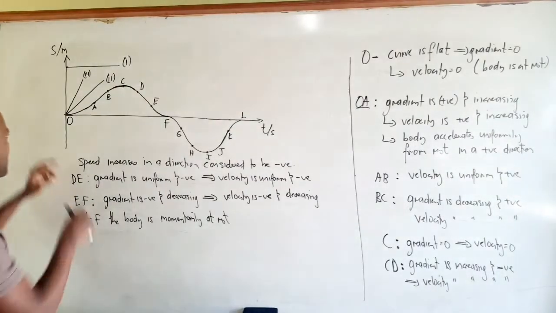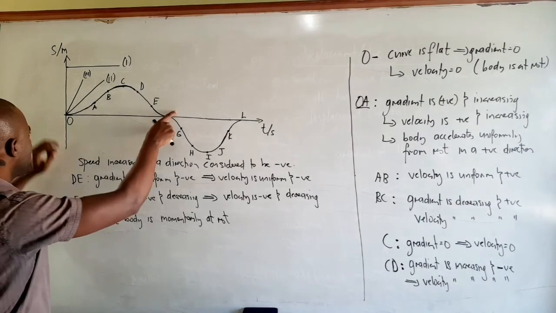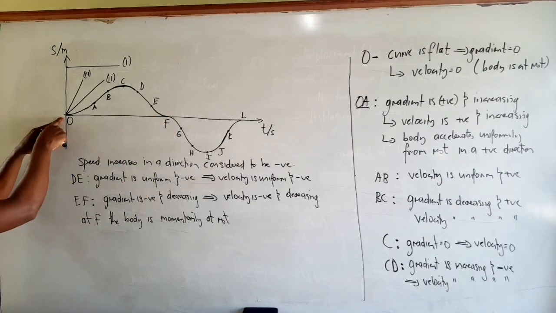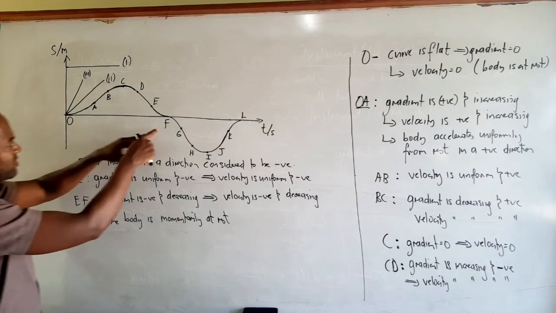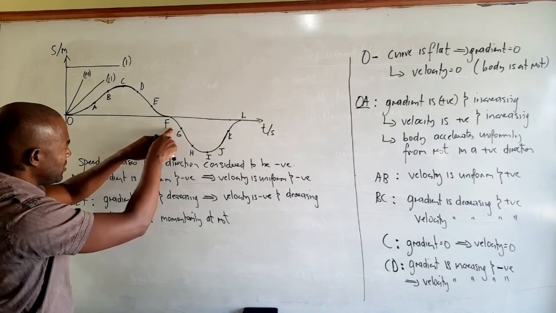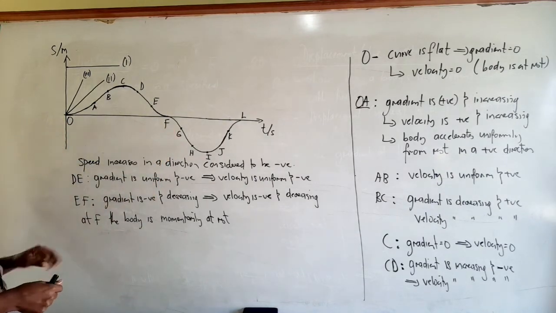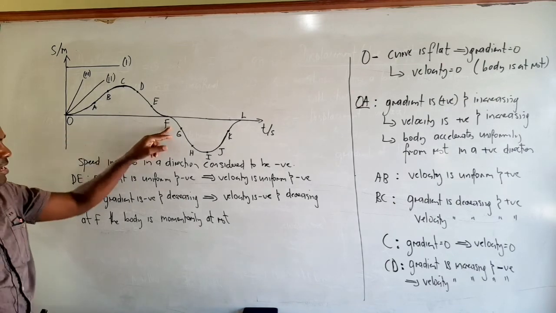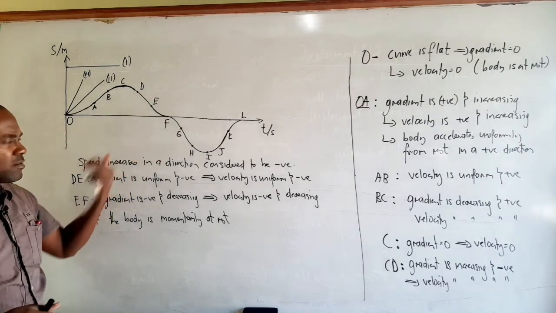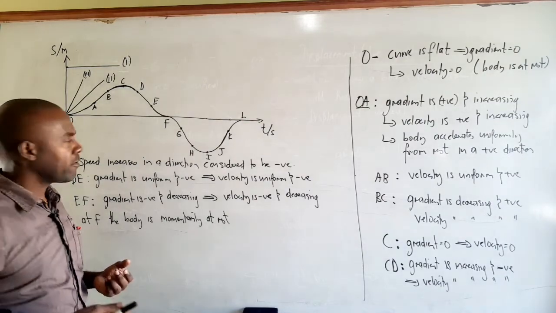Now let's examine the points O and F. At O, the displacement is equal to 0. At F, the displacement is once again equal to 0. And this basically means that O and F correspond to the same point, which is the starting or reference point. Right?